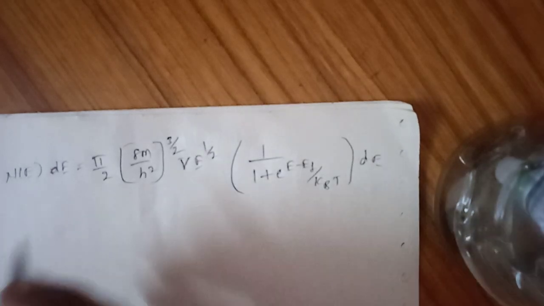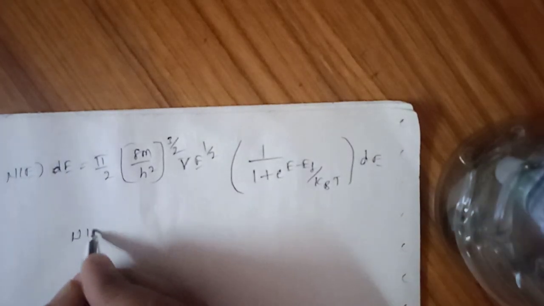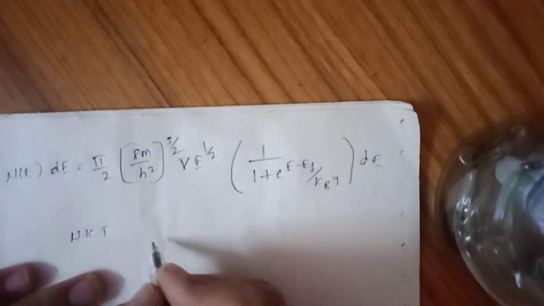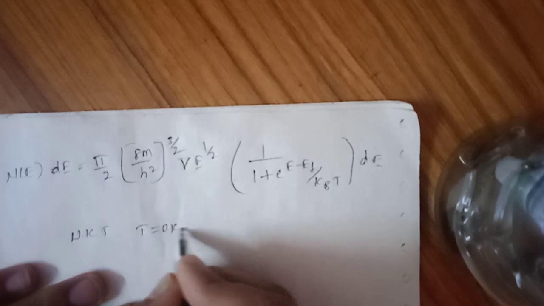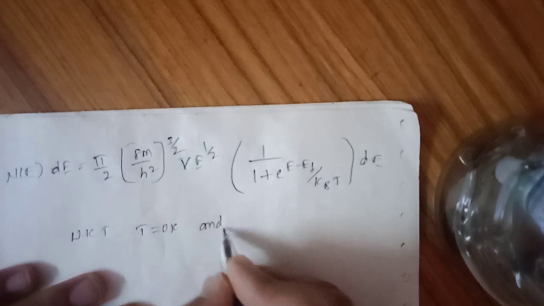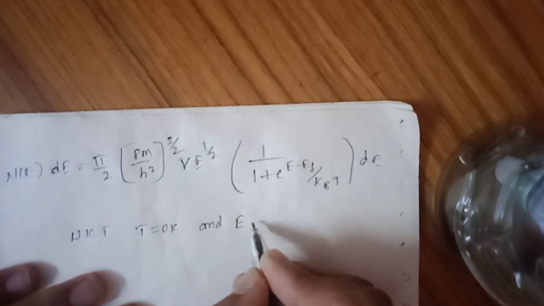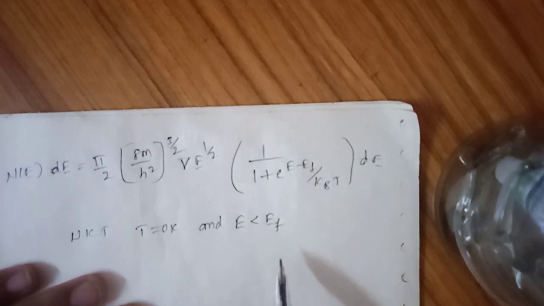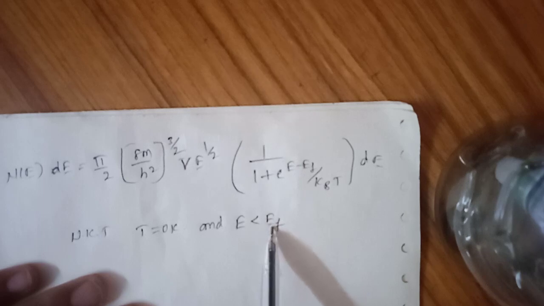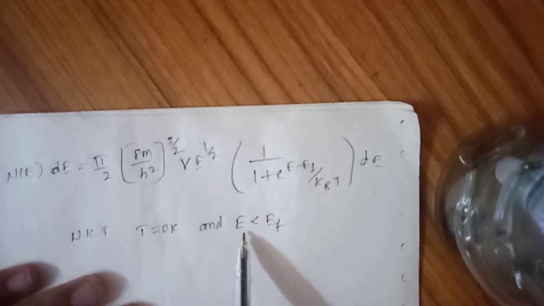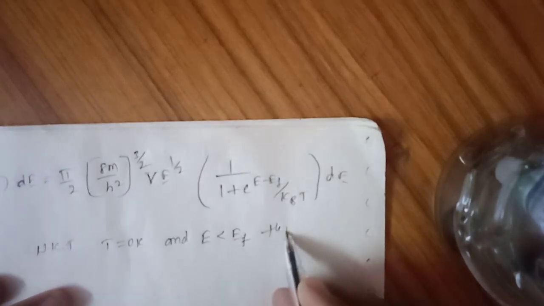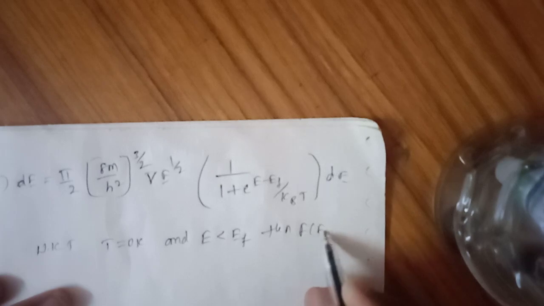So now we know that at temperature T equal to 0 Kelvin and the condition energy very much less than EF, just observe here the Fermi energy is more and energy is less. Then the Fermi factor F of E is equal to 1.